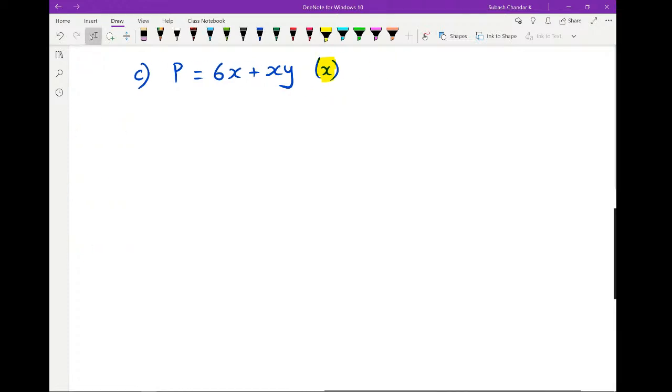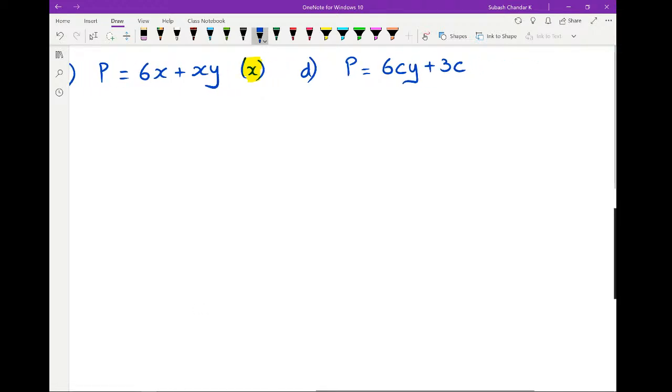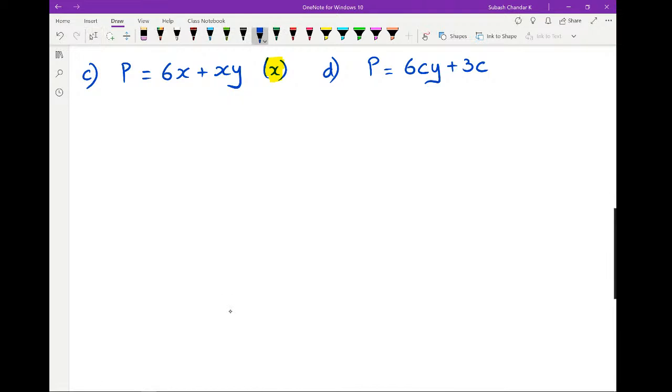And I'm going to give you guys a similar one for D as well. Actually, you know what I'm going to do? I'm going to change these letters. So let's go with the question letters as well.